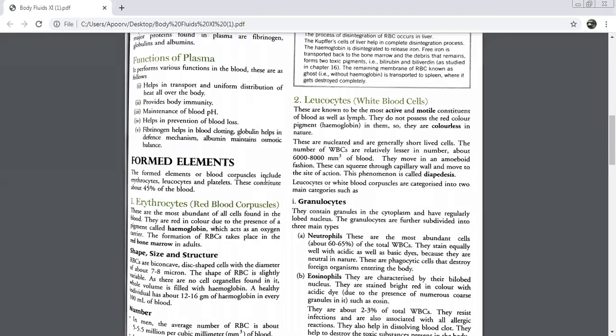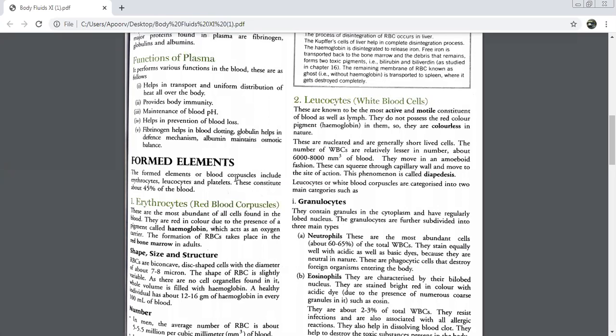What is this word? Formed elements. Blood corpuscles are also known as formed elements. We all know what are blood corpuscles, but the other name for blood corpuscles is formed elements. So the formed elements of blood corpuscle, when I say, I mean the erythrocytes, that is the RBCs, the leukocytes, that is the WBCs, and the platelets.